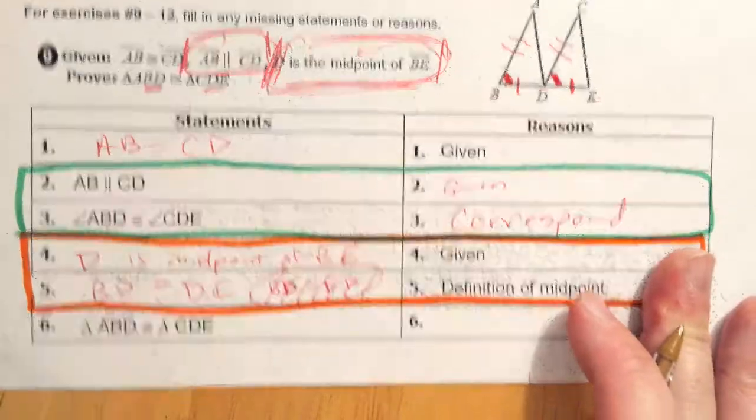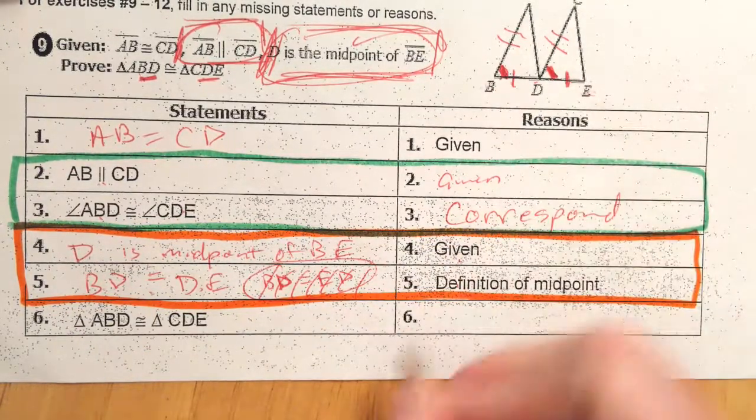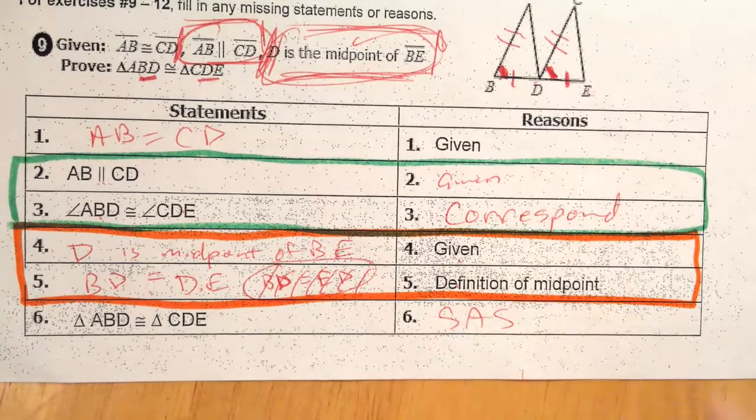Okay, so now we're saying that the two triangles are equal. Why? If you travel around it, you get side, angle, side. So just fake it till you make it.